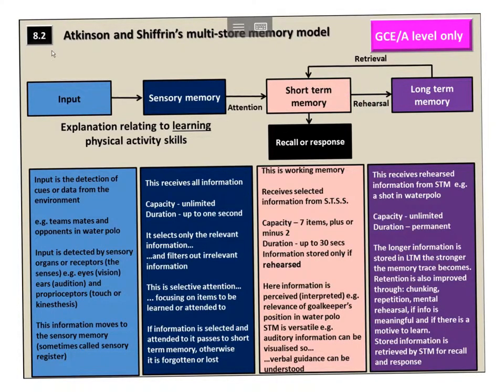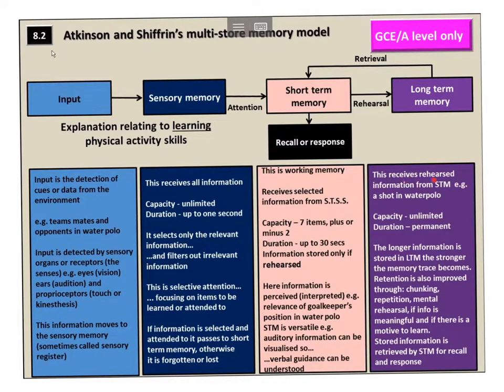We can also, in here, if we get a situation, so the goalkeeper's on a one-on-one and he's done it before, he can go into his long-term memory and pull out the desired outcome or the output, which he might have done in training. So you've got to think of it as a two-way process. Okay, moving on to long-term memory. This receives the rehearsed information from the short-term memory, for example, the water polo shot.